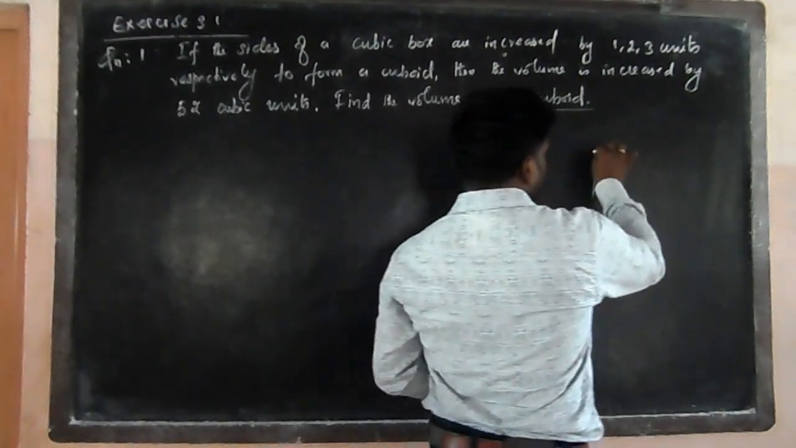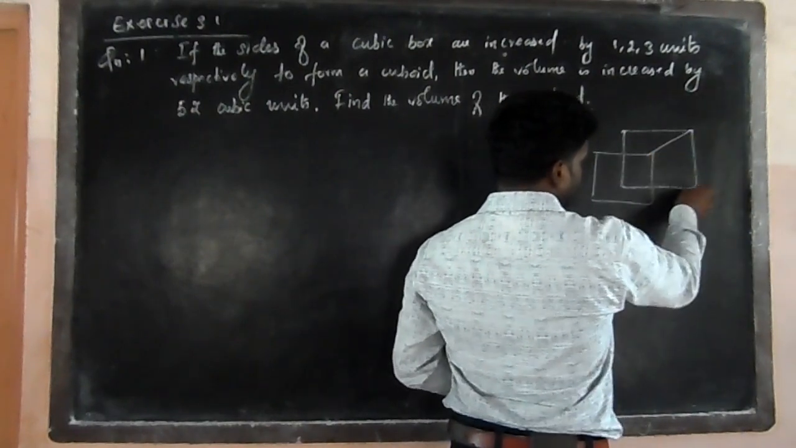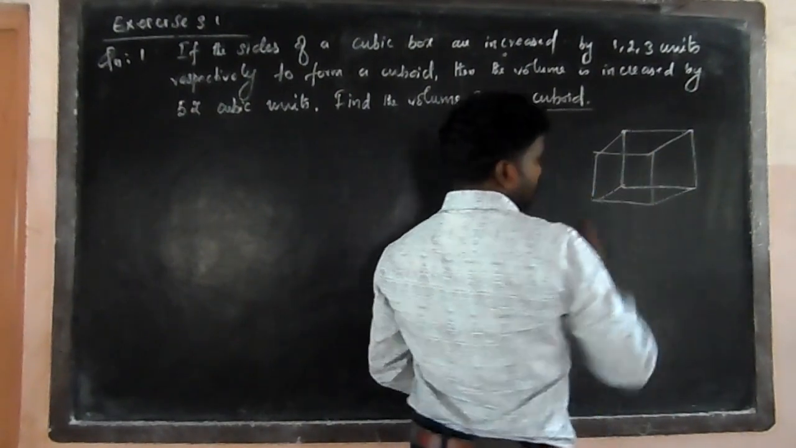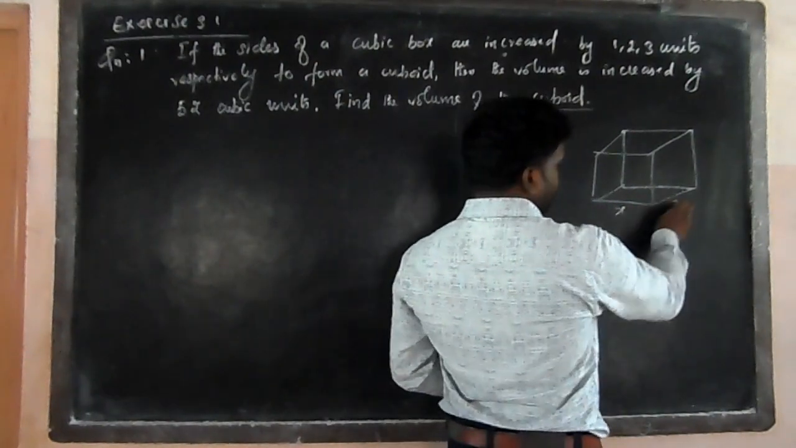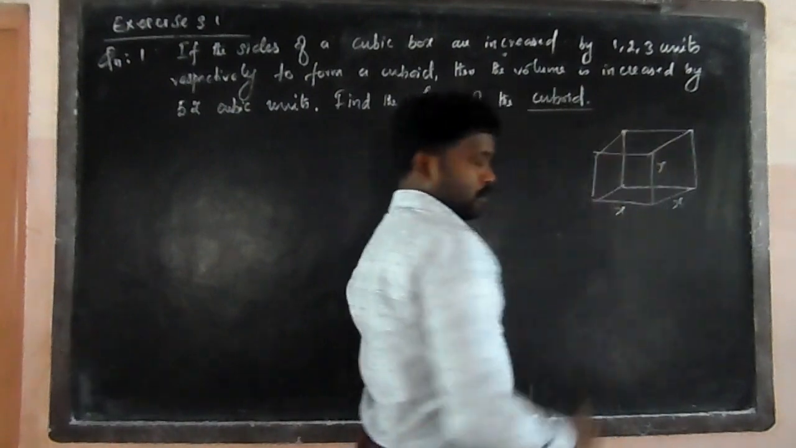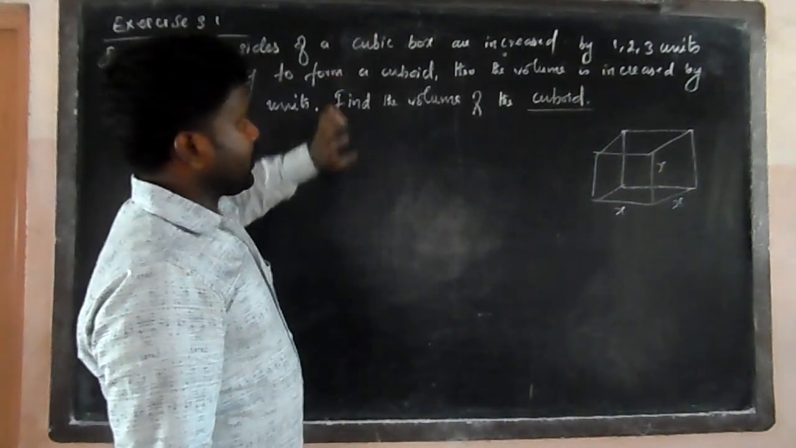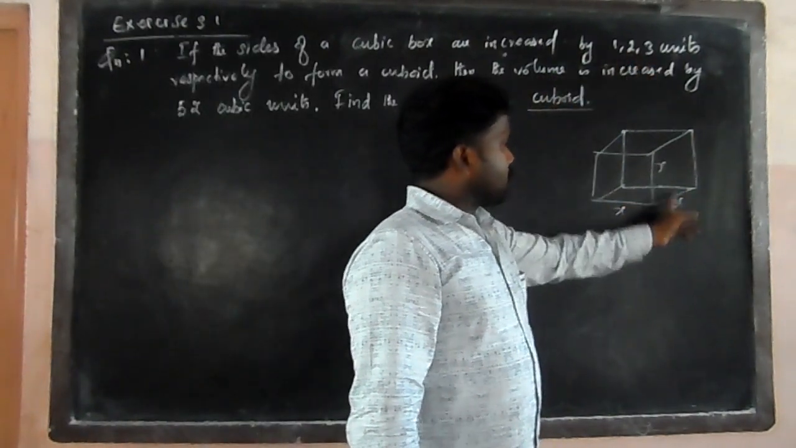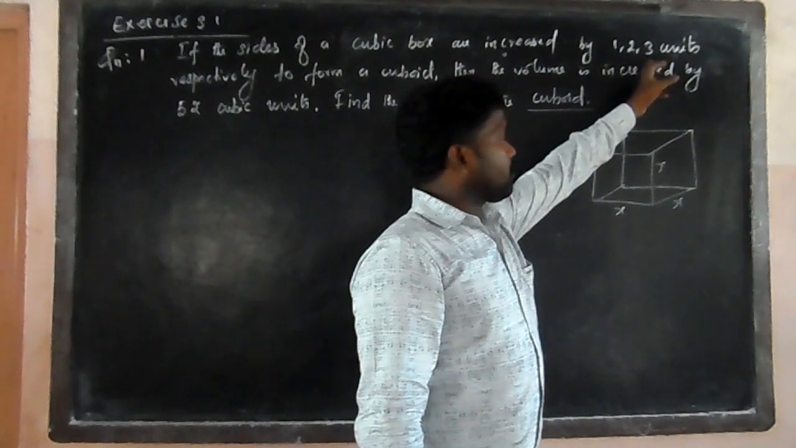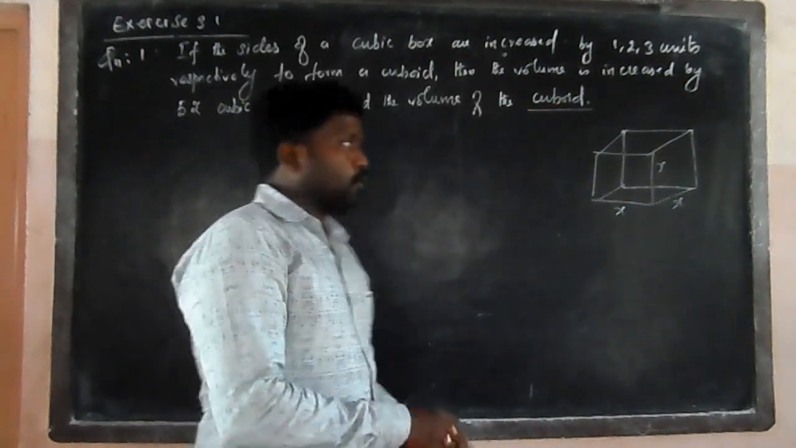First, let's take one cube. This is a cube. The cube side is x. This is also x. All are x, x, x. One cubic box is given. I am increasing the sides. x is increased by 1. This x is increased by 2. This x is increased by 3. I get a cuboid. I want to find the volume of the cuboid.